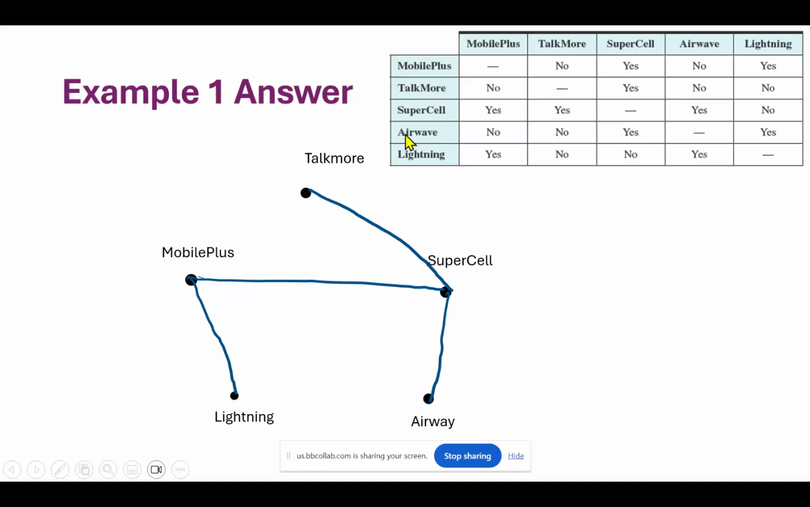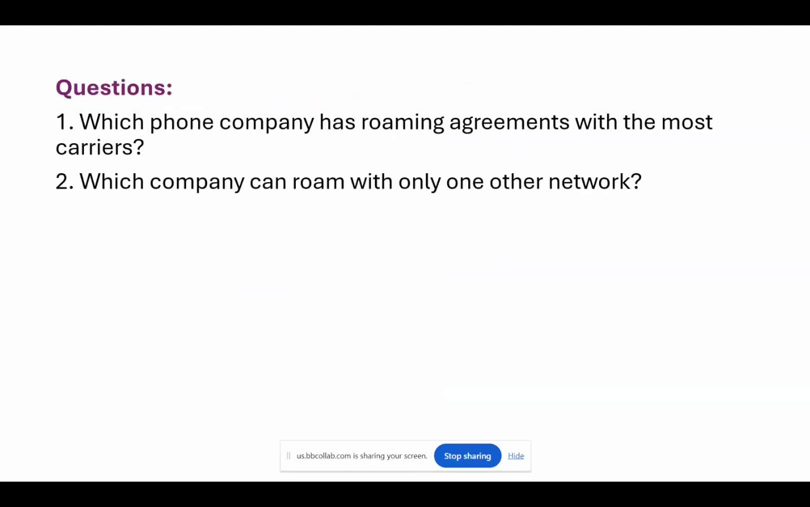And the last, Airwave has a connection with Supercell and it's already there, but it also has a connection with Lightning. So I need to add one more edge connecting Lightning and Airwave, which there it is. And last, Lightning has connections with Mobile Plus and Airwave. The Airwave connection has already been made, so I just needed to draw this extra edge, which is already included. Okay, so now I have all of the possible connections. And by looking at the graph, it's a little bit easier to answer questions.